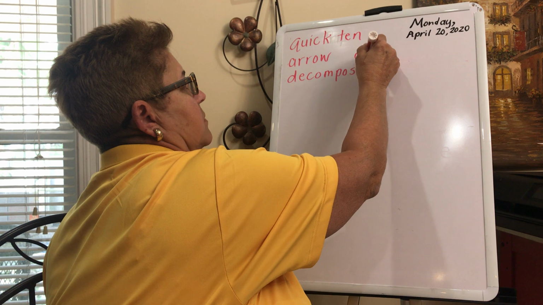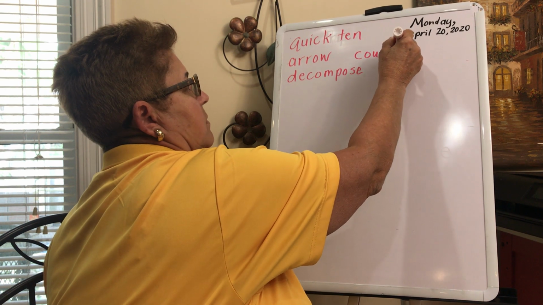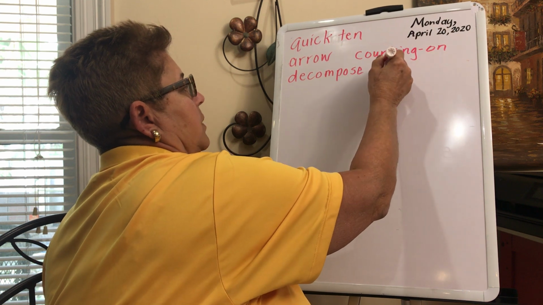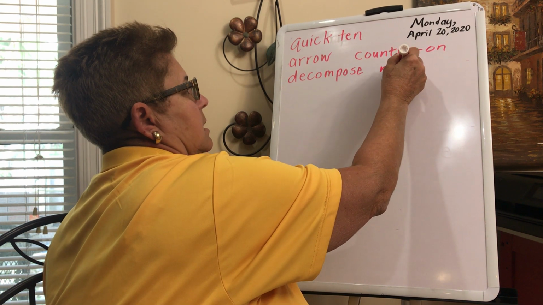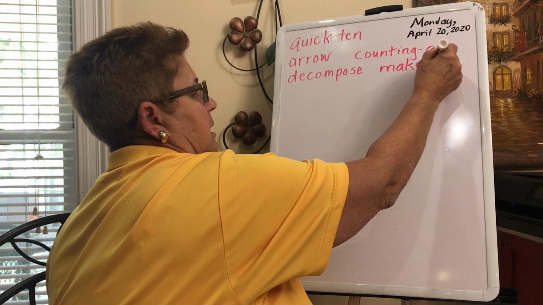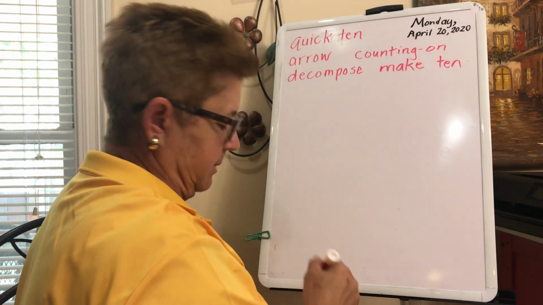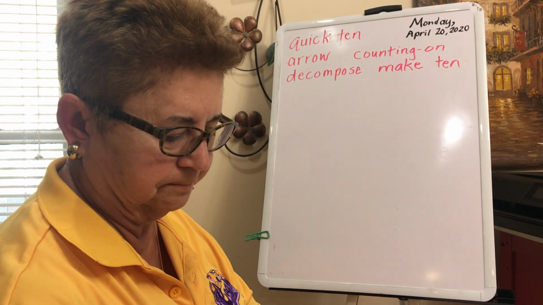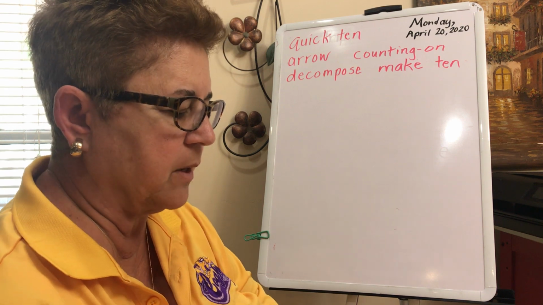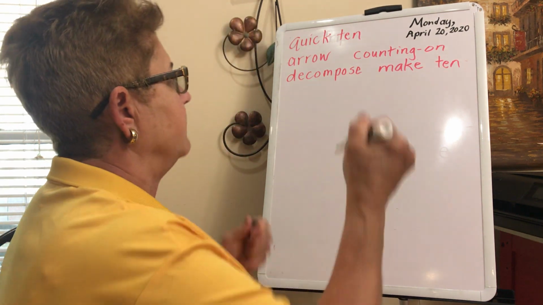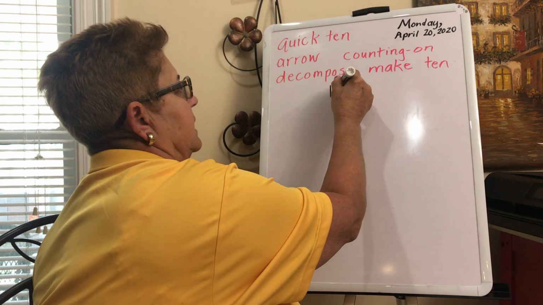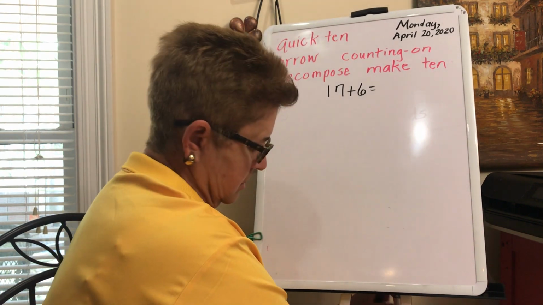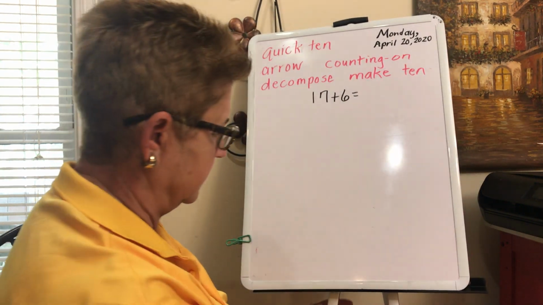Well, let's do counting on, since this has more room. Counting on. And we can do make 10. So I'm going to give you all a problem to do, and we're going to make believe that we're all in the class together. And I'm going to say we're going to add 17 plus 6. And we want to find out what the answer is.